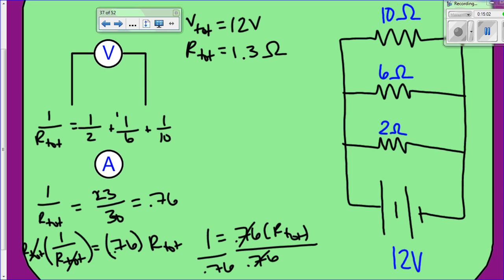Okay, before I move on, let's review because the parallel is a little bit different. First of all, you add up your fractions, and then whatever you get on that side, do 1 divided by that answer, and that will give you your R total. Now that we know our V tot and our R tot, we can find our I tot by using Ohm's law. Remember, I tot is going to be equal to V tot over R tot. So I tot is found by taking 12 volts divided by my R tot, which is 1.3 ohms. In other words, 12 divided by 1.3 is equal to about 9.2 amps.